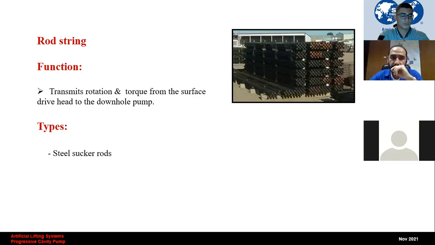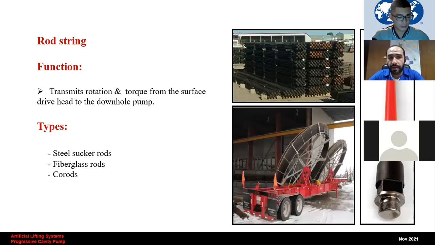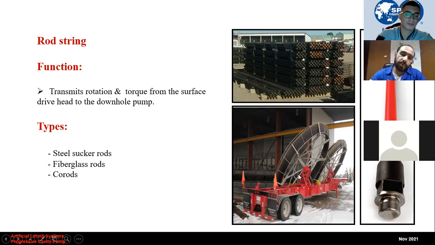There are several types of rod string. The most commonly used one is the steel sucker rod, also called the conventional sucker rod. The fiberglass rod, which was invented to provide the advantage of light weight and consequently reduce the power requirements at the surface. And the continuous rods, which are commonly known in the market as coiled rods. Those are also steel rods, but spooled, as you can see, and mounted flat. So the whole well can be run with only two connections, one at the surface and the other just above the rotor.